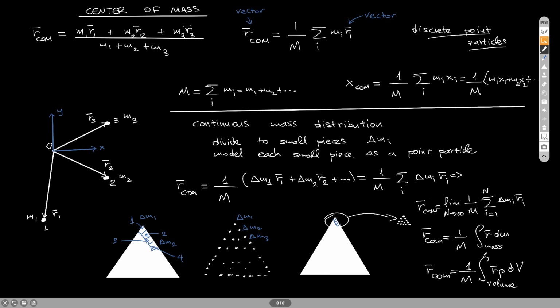And with this, I showed you how you can calculate the center of mass if you have a discrete set of particles, and how the same theory essentially gives you an integral if you have a solid object.